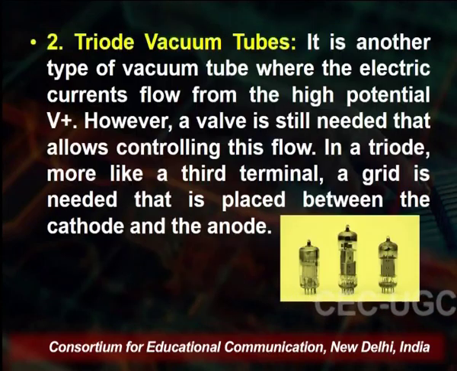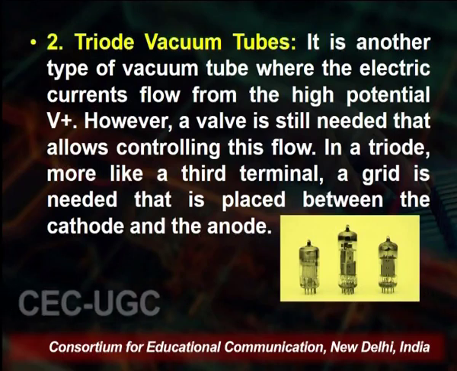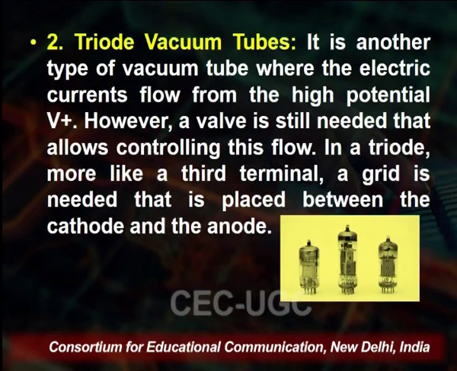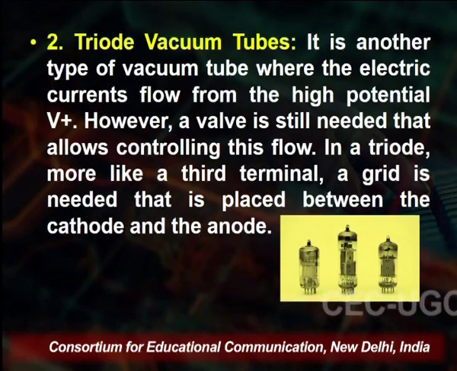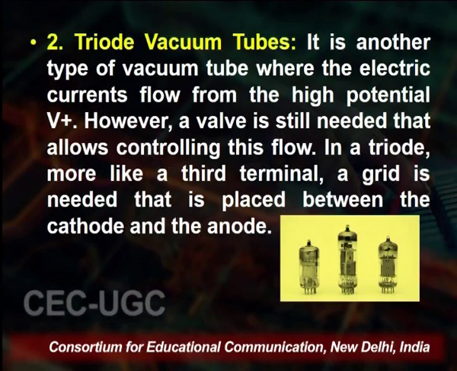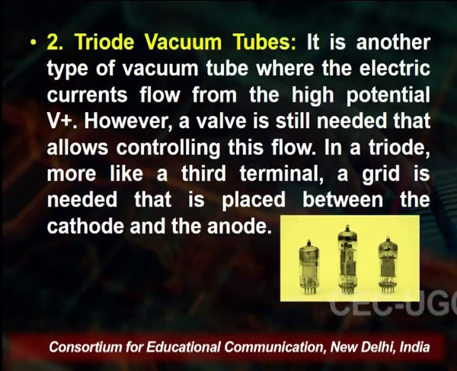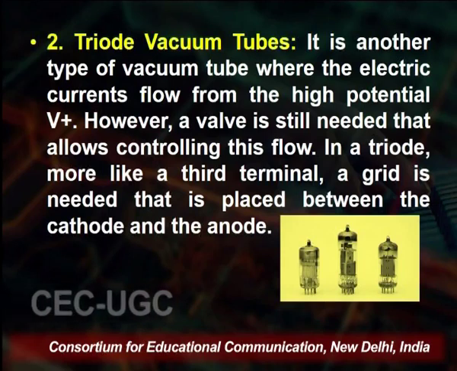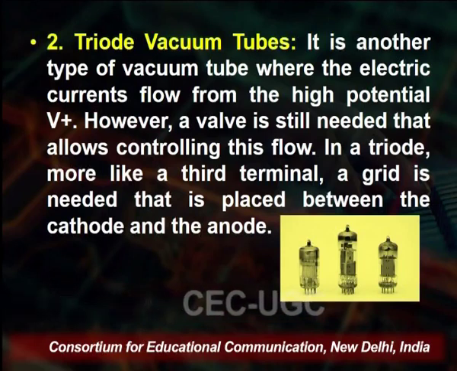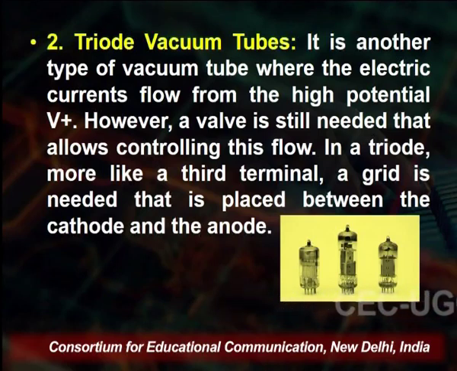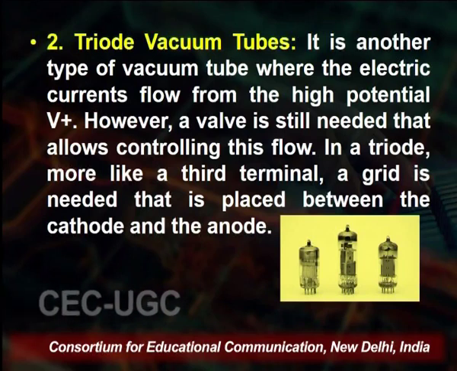And the second type of vacuum tube is the triode. What is the triode? It is another type of vacuum tube where the electric current flows from the high potential V plus. However, a valve is still needed to control this flow. So, in the triode, we use a third terminal, and the third terminal is the grid that will control the flow of current.